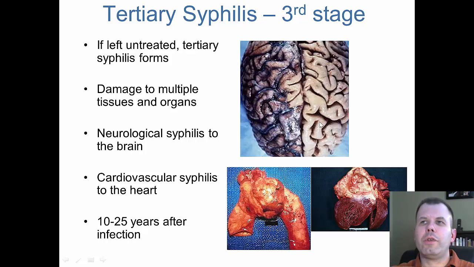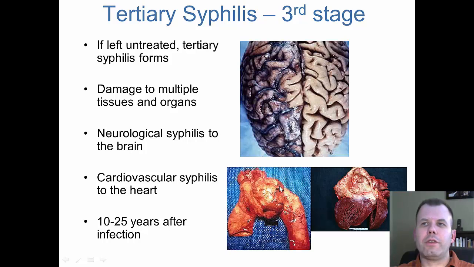Here's one hemisphere, here's the other hemisphere, and you can see this is basically infected with the syphilis bacteria. It can damage multiple tissues and organs, and can lead to neurological syphilis in the brain, which then leads to dementia and other mental issues, behavioral issues, coma, and other things that can occur. It can also lead to cardiovascular syphilis in the heart.